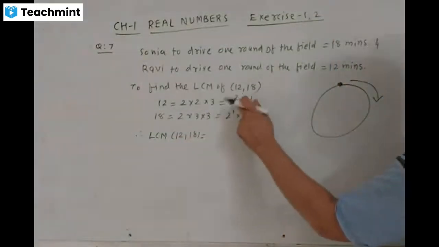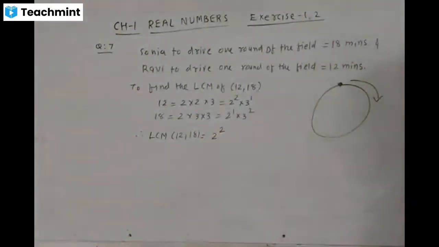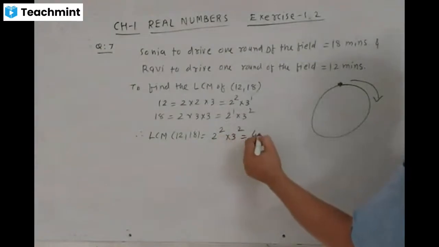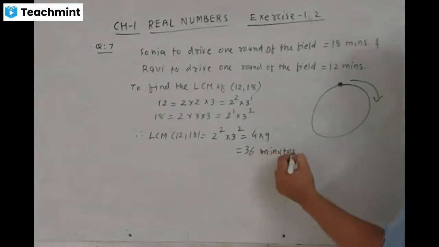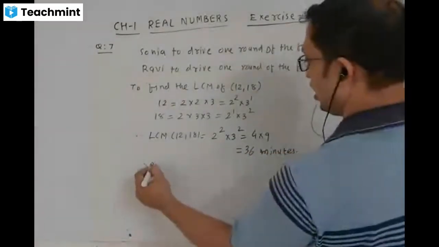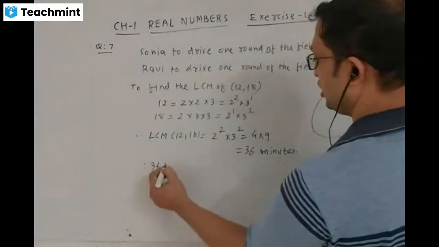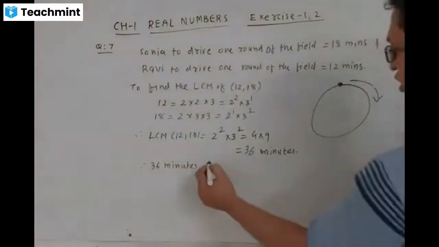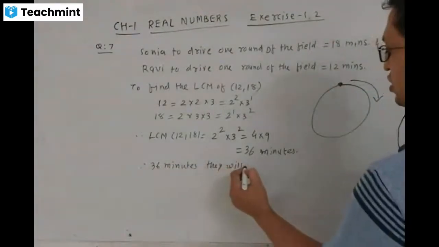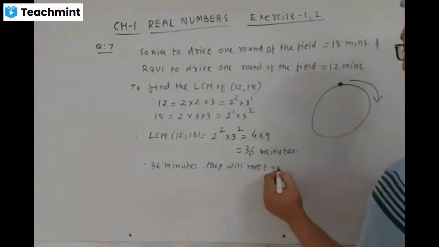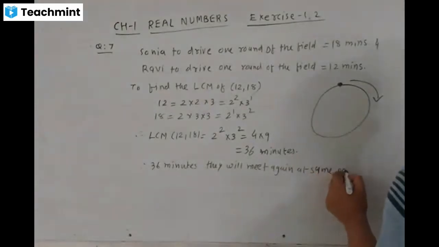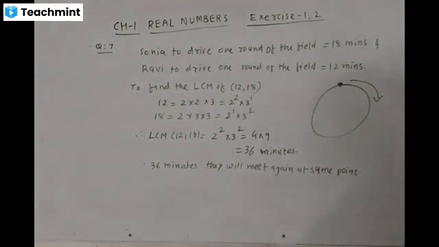Therefore, LCM of 12 and 18: highest power of the prime. Power of 2 is 1 and 2, so what is the highest power? 2 raised to 2. Highest power of 3 raised to 1, 3 raised to 2, that is 3 raised to 2. That is 4 into 9. After 36 minutes, they will meet again at the same point. That is the final answer.